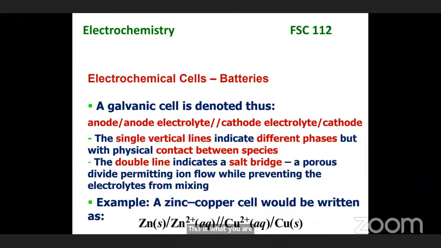So anybody looking at this now, we know that on the left-hand side, the zinc is the electrode and the electrolyte contains zinc ions, Zn2+, while the cathode is copper and the electrolyte for the cathode is a solution containing copper ions. Any questions? If you have a question, you indicate by a show of hand.